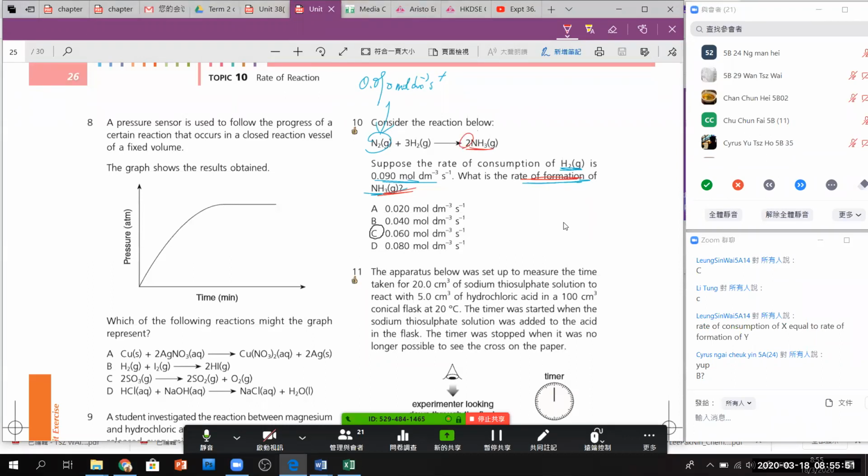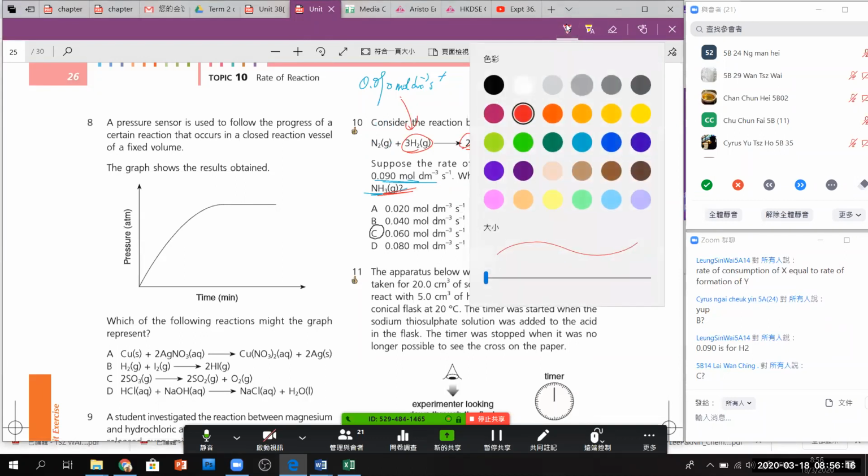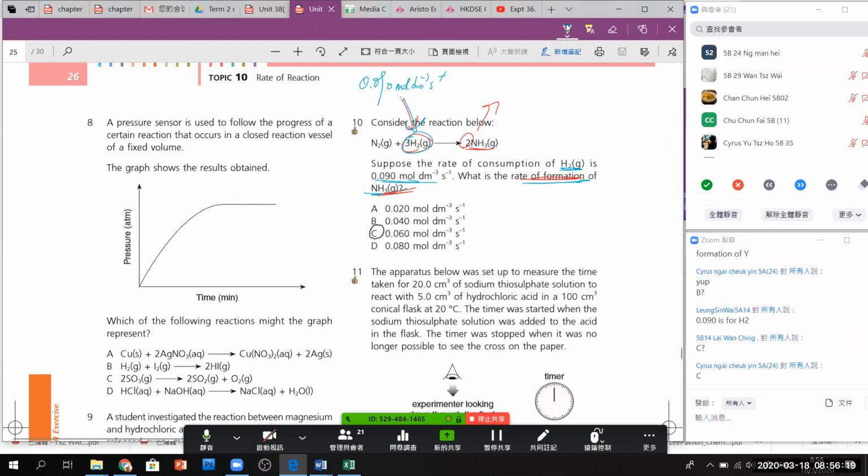So you may check the ratio. So what will they form? Oh, sorry, I marked it wrong. This one is nitrogen. I mistakenly treated it as this one. Try to take a look. Again, this one is hydrogen. We've got 3 portions of hydrogen, a drop of 3 portions, so we've got 0.090. Here comes ammonia. Ammonia, we've got 2 portions. So that will be an increase, right? 2 portions only. So this is C.